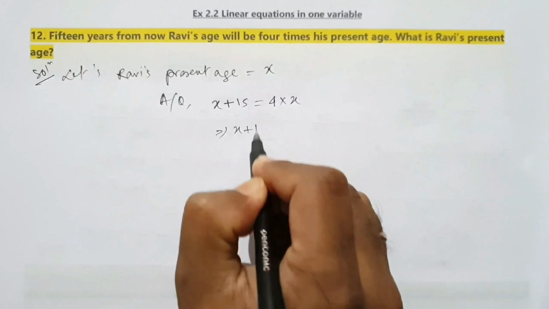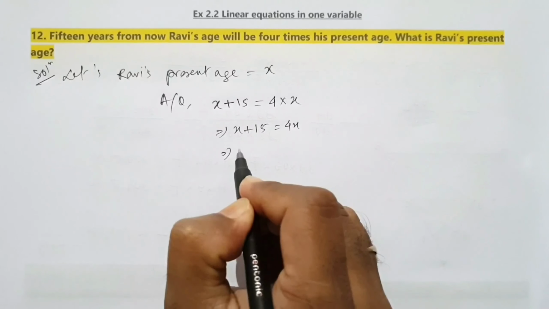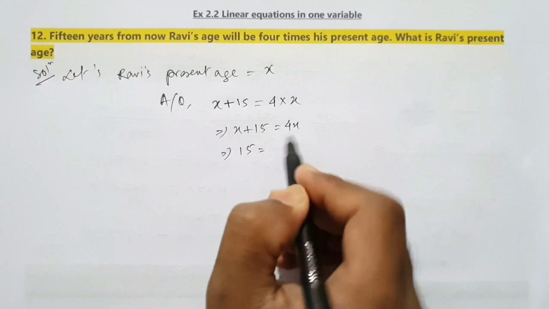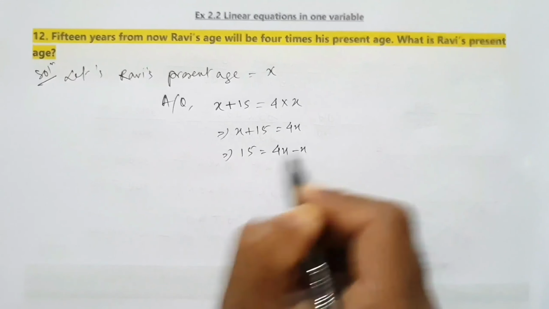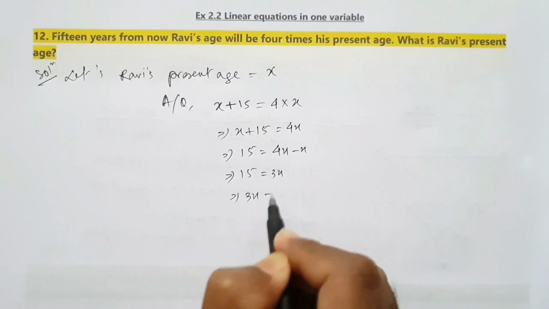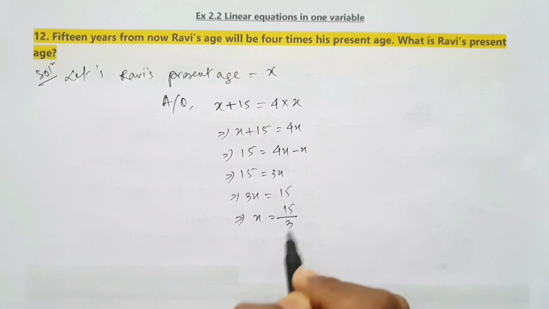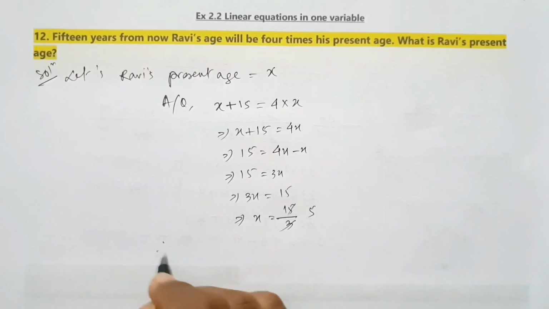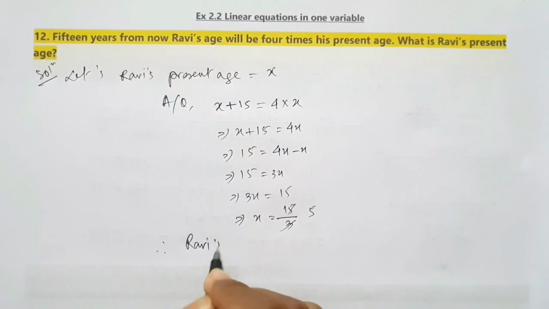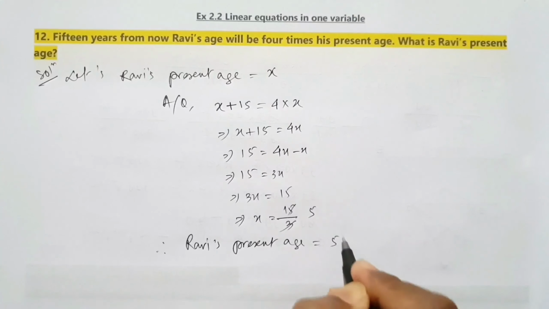It means that X plus 15 is equal to 4X. So we'll take the variable to the right side, 4X, it will become minus X. So 15 is equal to 3X, or we can say 3X is equal to 15. It means that X is equal to 15 divided by 3. Once we cancel it, it becomes 5. So this is very easy maths. So ultimately we got the present age of Ravi. Therefore Ravi's present age is 5 years.